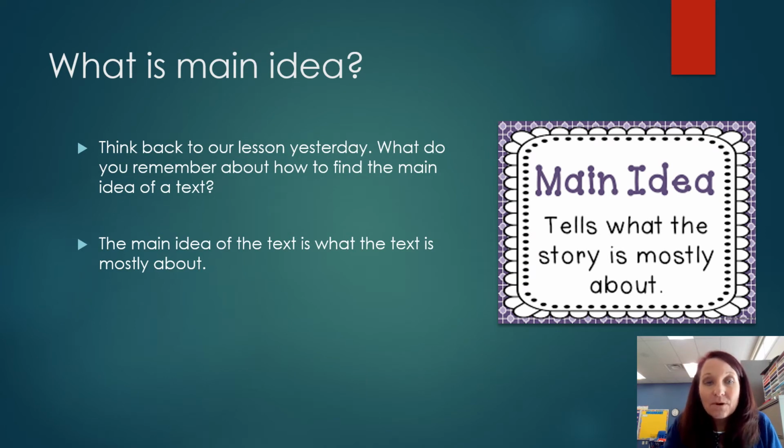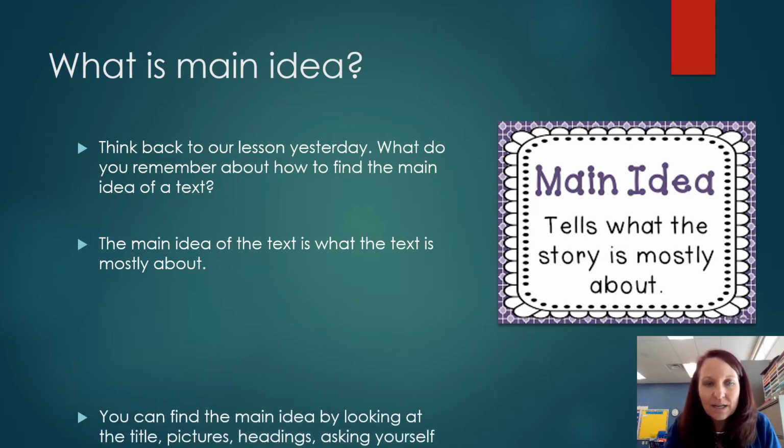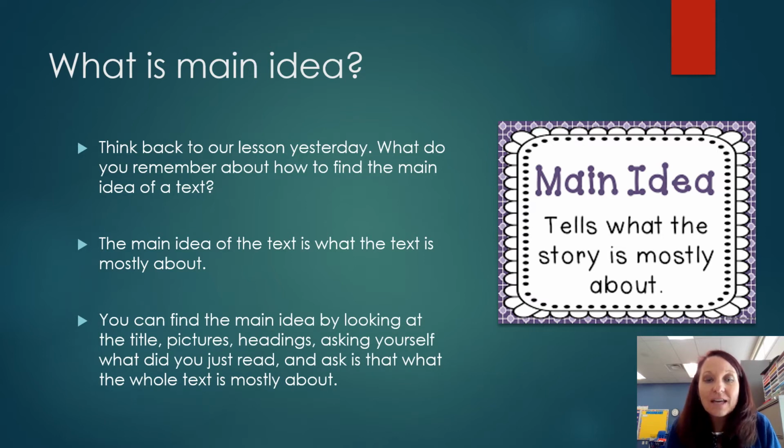Well, remember, the main idea of the text is what the text is mostly about. Not specifics, but the general idea of what it's about. You can find the main idea by looking at the title. That's always a good clue. Looking at pictures that might come with the story. Headings, those are the smaller titles within a text.